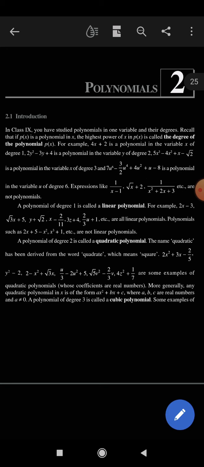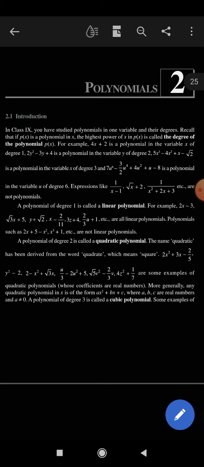5x³ − 4x² + x − √2 is a polynomial in the variable x of degree 3, and 7u⁶ − (3/2)u⁴ + 4u² + u − 8 is a polynomial in the variable u of degree 6. Expressions like 1/x − 1/√2, 1/(x² + 2x + 3) etc. are not polynomials. A polynomial of degree 1 is called a linear polynomial.